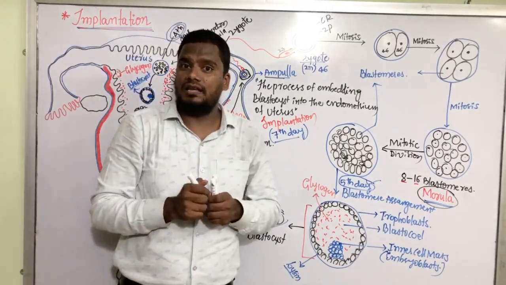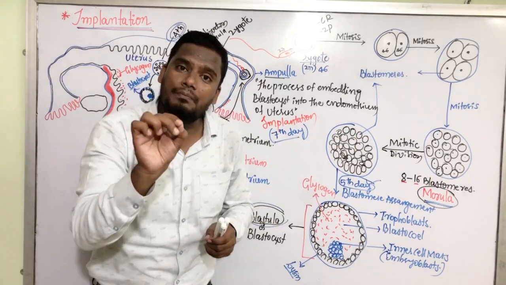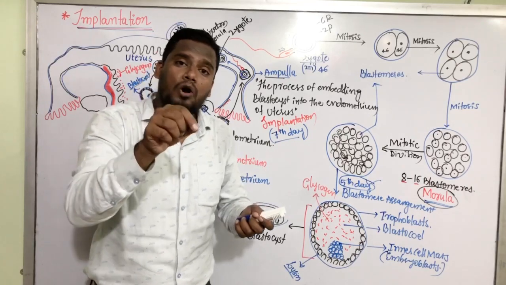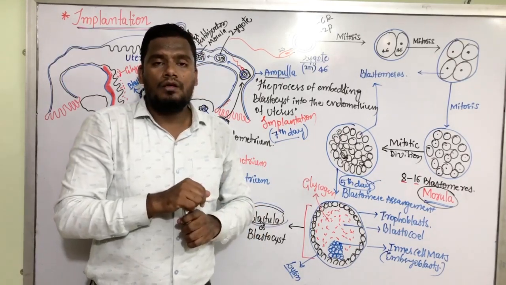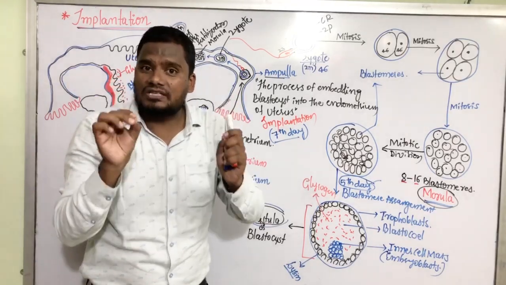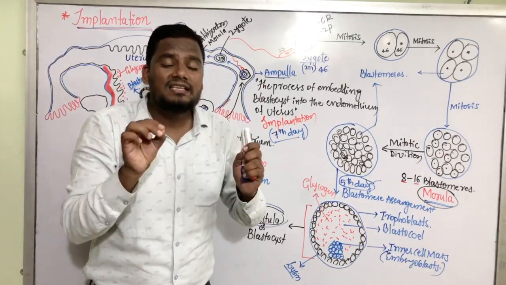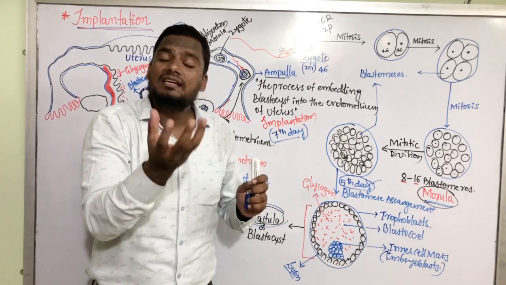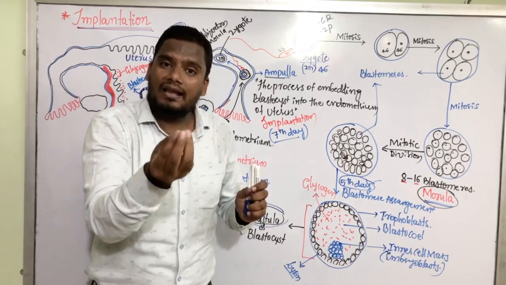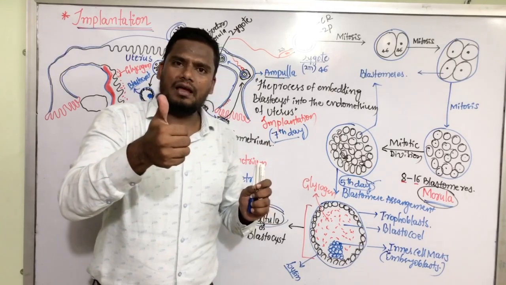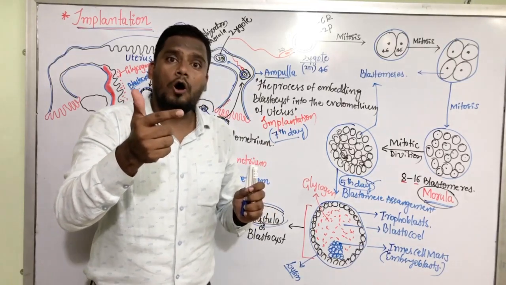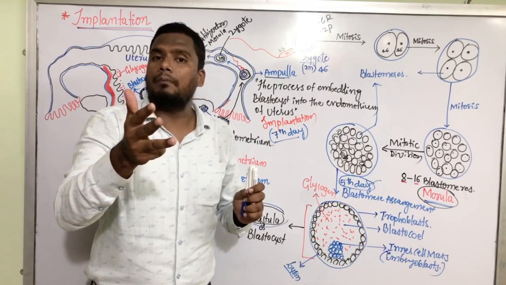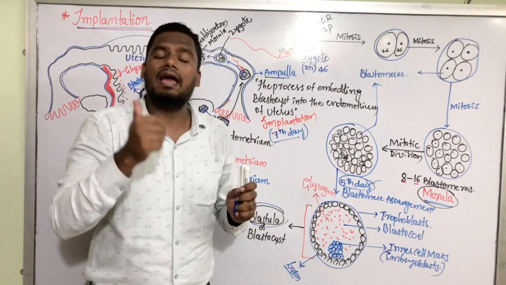There was a question asked in the 2017 AIPMT. Take down the question, or you can answer it in the comment box given below in my YouTube video. Which layer of the uterus secretes the glycogen after fertilization? Option A, perimetrium. Option B, myometrium. Option C, endometrium. Option D, all the above. This question was asked in the AIPMT question paper.